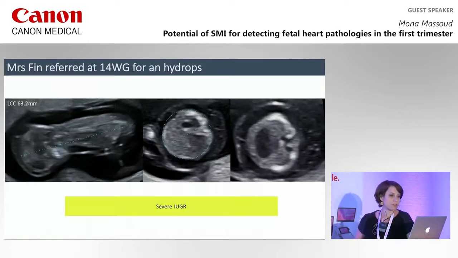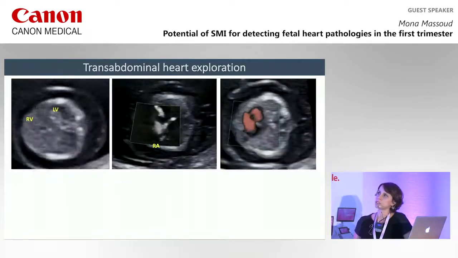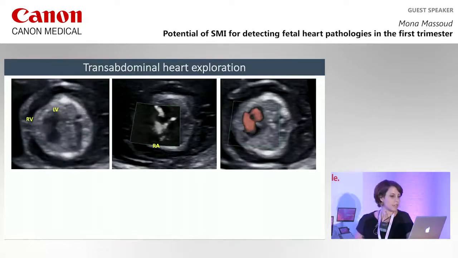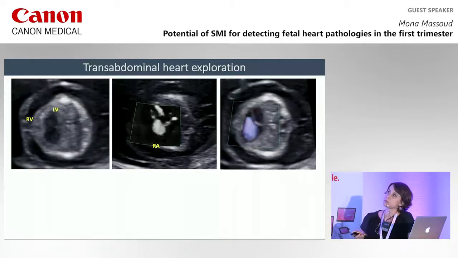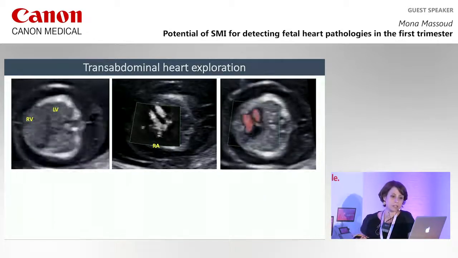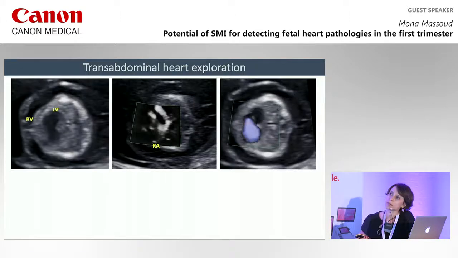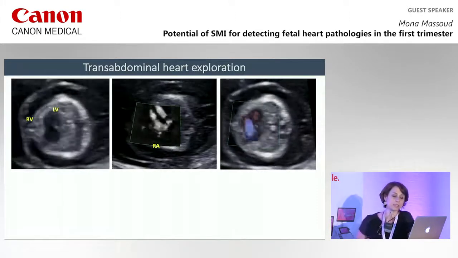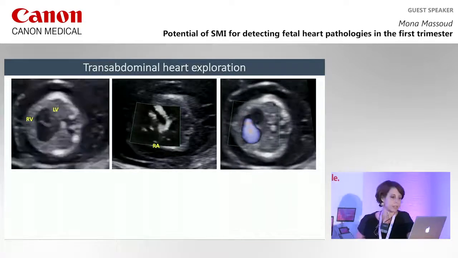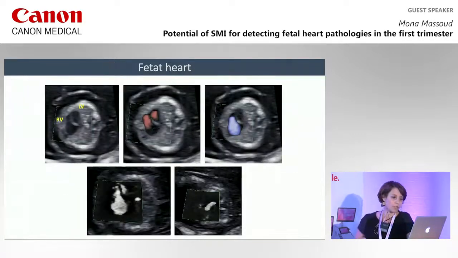Another patient referred for EDROPS with severe intrauterine growth restriction. We are at about 12 weeks of gestation. What we can see is an abnormal heart axis here, tricuspid leaflets displaced towards the apex, we can see it here, and a severe tricuspid regurgitation with cardiomegaly. So we can make the diagnosis of an Ebstein pathology.